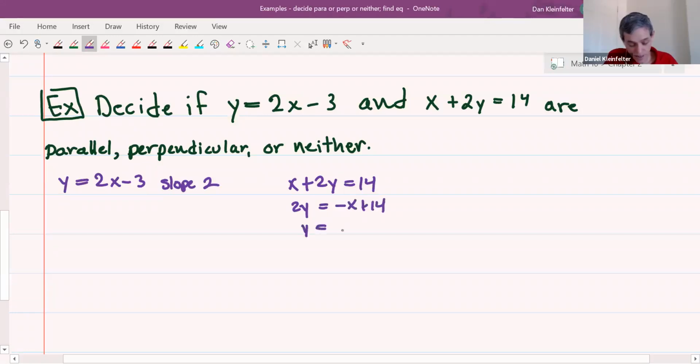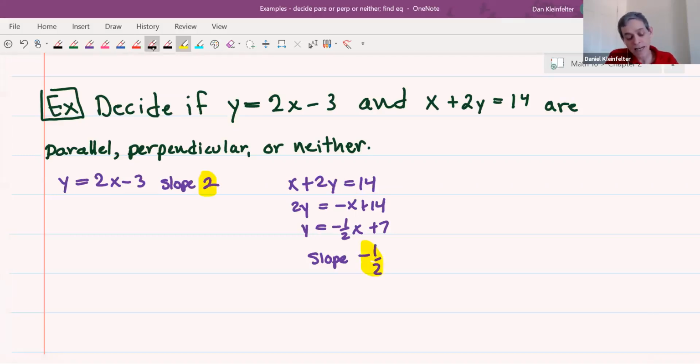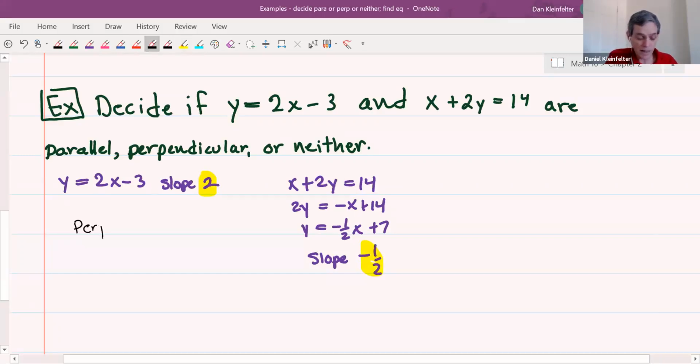In just a couple of steps. Okay, our y will be -1/2 x plus 7. Now that this thing is in slope-intercept form, we can tell what the slope on this one is. It's -1/2. Okay, if we have one that has a slope of 2 and the other one has a slope of -1/2, then that means that the lines are perpendicular.